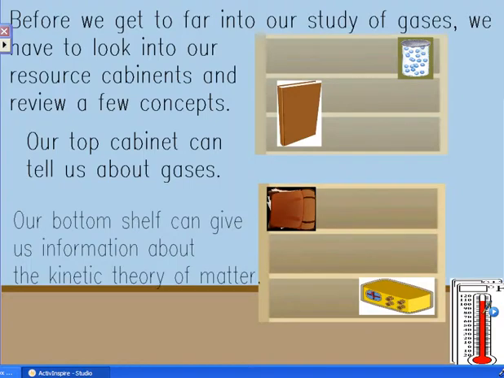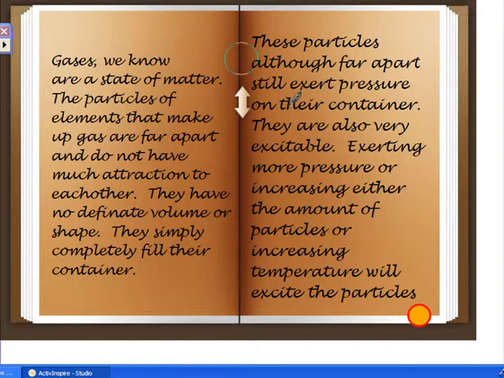Now, I said let's get started, but I meant let's get started slowly. The first thing we're going to do is look at our resource cabinet. Like my pictures or not, this is our resource cabinet. Our first one up here is our book about gases. So let's do a little review.